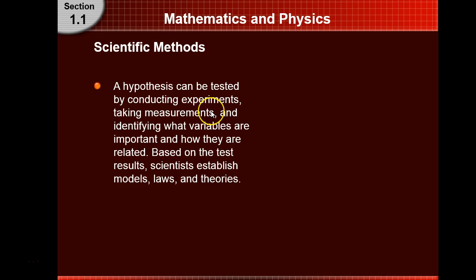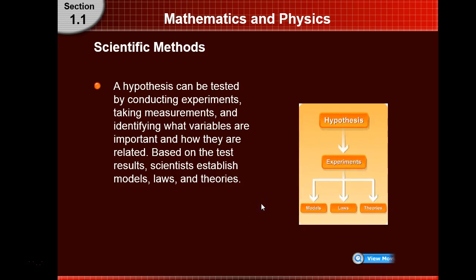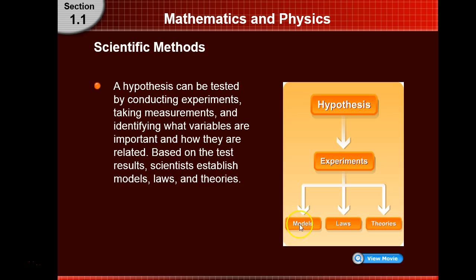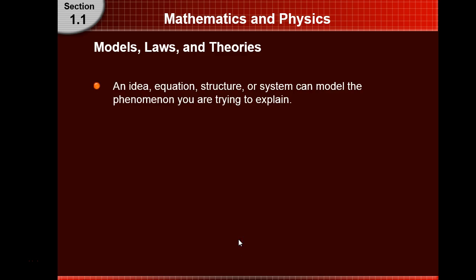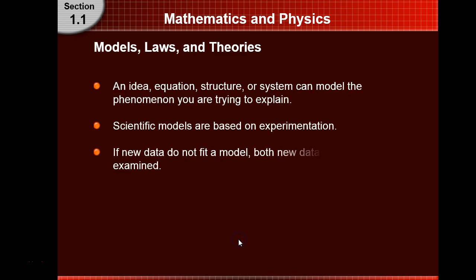So the hypothesis is then tested, and you decide what variables are important and how they're related. You need to have variables, and then you also need to have controls. So hypothesis leads to the experiments, and then models, laws, and theories come from the experiment. Whatever data you collect, you could build a model, you could create a law depending on how much factual information you have to support it, and then also theories. I'm going to skip the movie and we'll watch it in class tomorrow to see what they're like and see if it's any good. Models, laws, and theories.